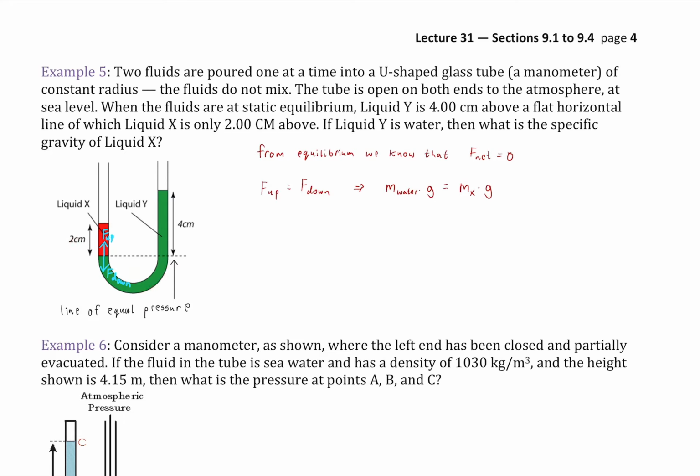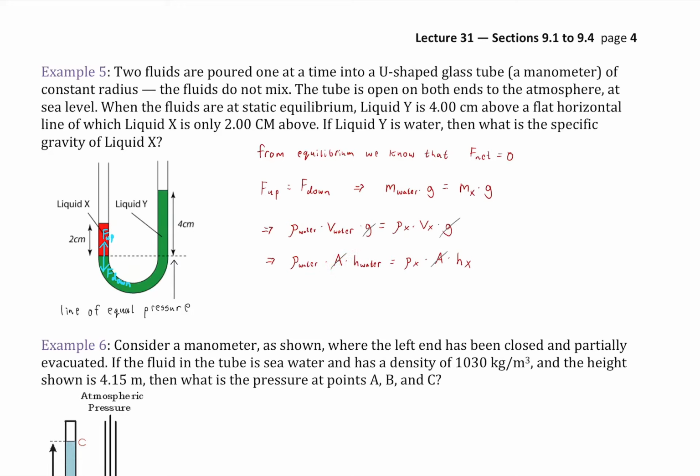And so then we're going to have the mass of the water times gravity equals the mass of X times gravity. All right, because essentially we're saying that this must balance this. So then you have the density of water times the volume of water times g. That's just replacing m with rho V. And then over here we have the density of mystery fluid X, the volume of mystery fluid X times g. The g's cancel. And then we're going to rewrite the volumes as h times A. The cross-sectional areas cancel as well.